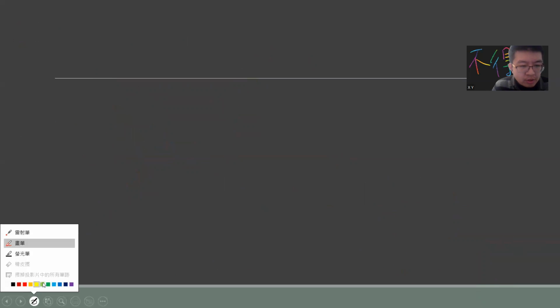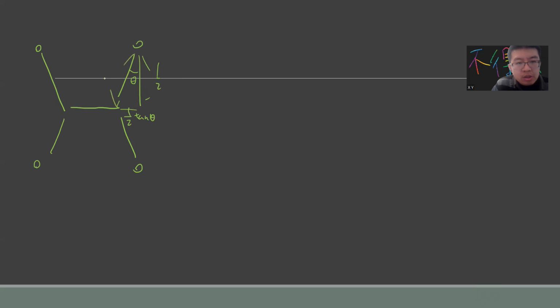The rest of the video is just using trigonometric functions to prove this. The idea is very simple. Due to symmetry, I can assume my answer looks like this. Let's say this is theta, and this is half. So this is half of tangent, and this is half of secant, because it's theta. So the total length will be 1 minus tangent theta plus 2 secant theta.